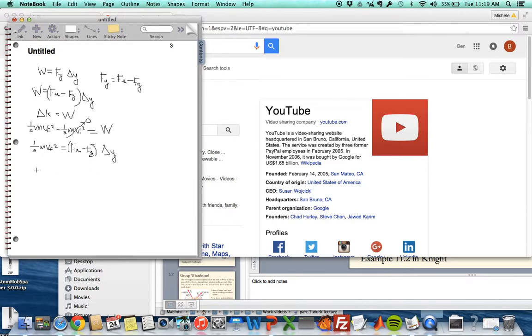So I'm going to multiply through by 2 and divide by m, and I get v final is equal to the square root of F thrust minus Fg, times delta y, times 2 over m. And when I plug the numbers in, I get my v final is going to equal 130 meters per second. Again, this is an example from the book, so feel free to take a look and make sure that you understand how that problem works.